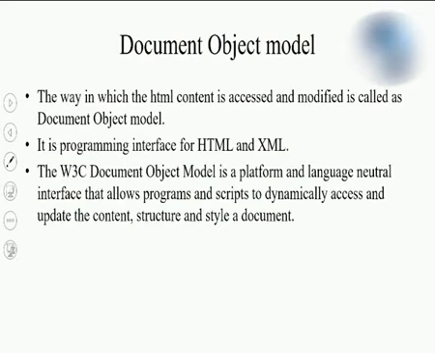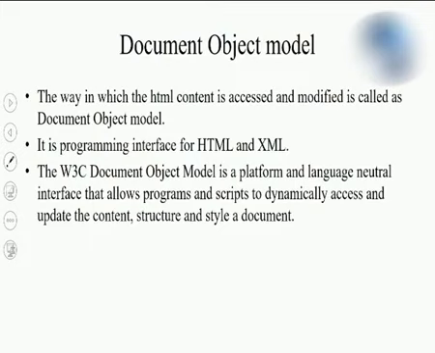Students, JavaScript contains the document object model. What is the document object model? The way in which the HTML content is accessed and modified is called the document object model. You will find the definition by W3C. W3C stands for World Wide Web Consortium. And here on the screen you may see the XML word also. XML stands for Extensible Markup Language. HTML, already you know, is Hypertext Markup Language. So DOM is a programming interface for HTML and XML. You need to remember this.